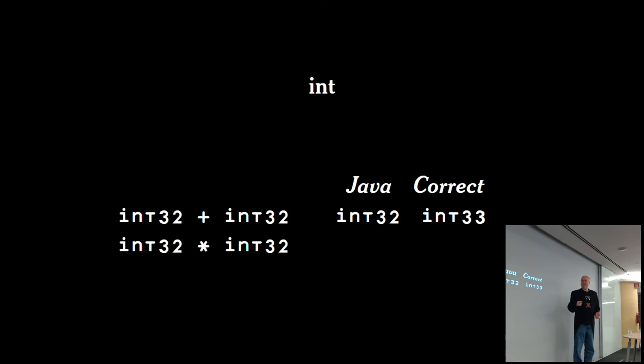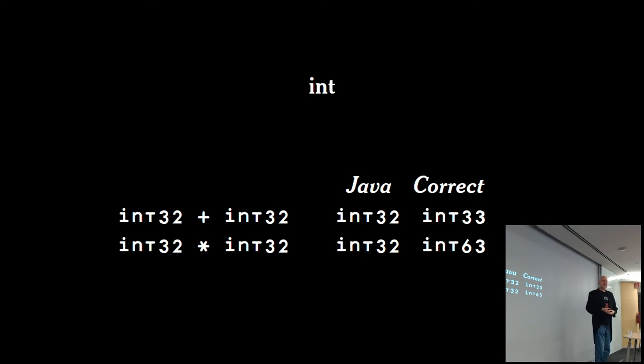Let's try another one. Int32 times int32. What's the type? Anybody? Int64, close, it's int63. But your 64 guess is much better than what Java did. It's 31 bits off. You can hide some really significant errors in that. So again, there's this pretense that it's protecting us from errors, but it's actually causing us errors.